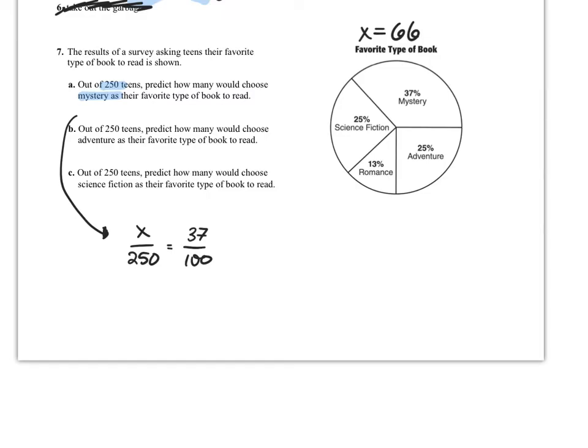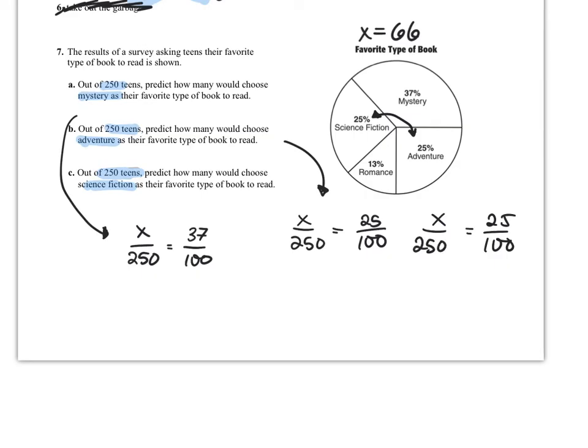Let's get our proportions set up for B and C. It should be a very similar process. So for B, once again, we have 250 students, and this time we're looking at adventure. So in this case, we want to use 25%, which written as a fraction is 25 over 100. And then finally, out of 250 teens, predict how many would choose science fiction. So science fiction has the same as adventure. Notice they both have 25%. So we could write a proportion for this, but do we really need to? No, because we should get the same answer for these two problems for both B and C.